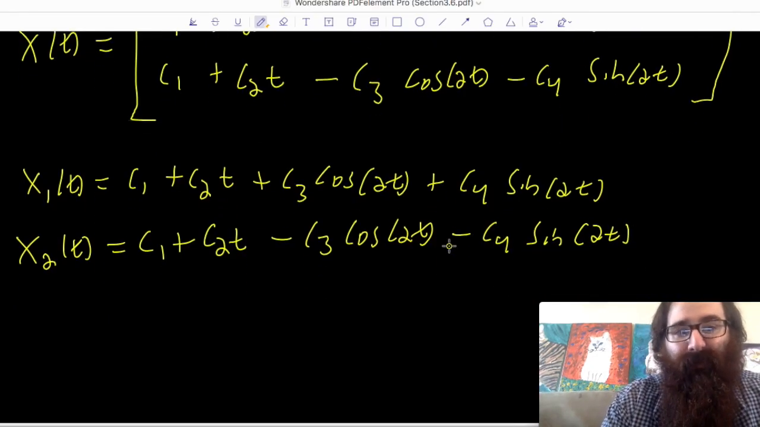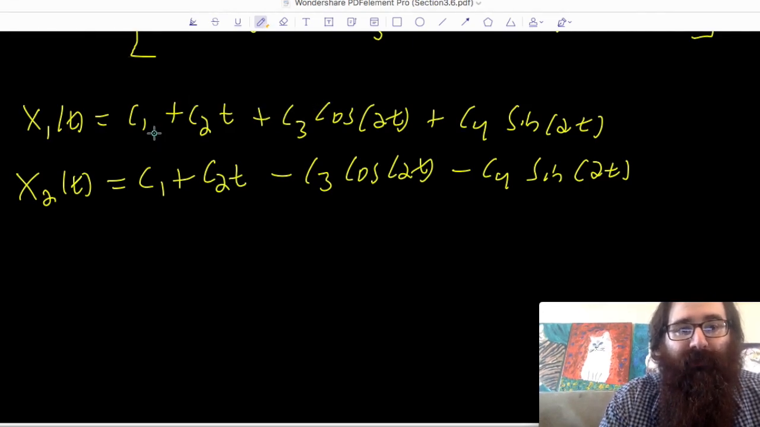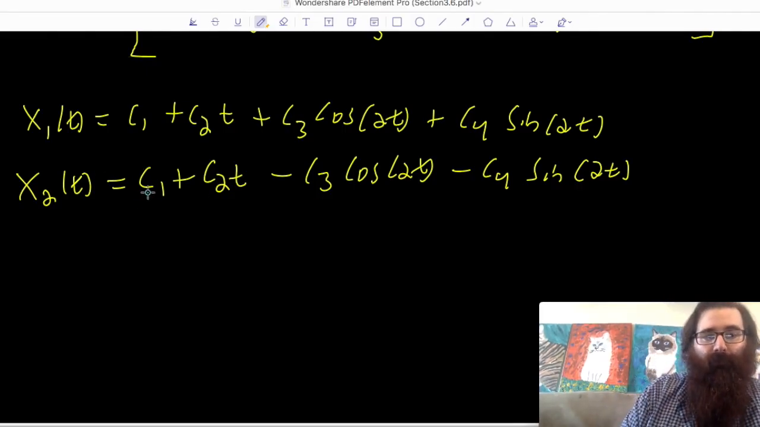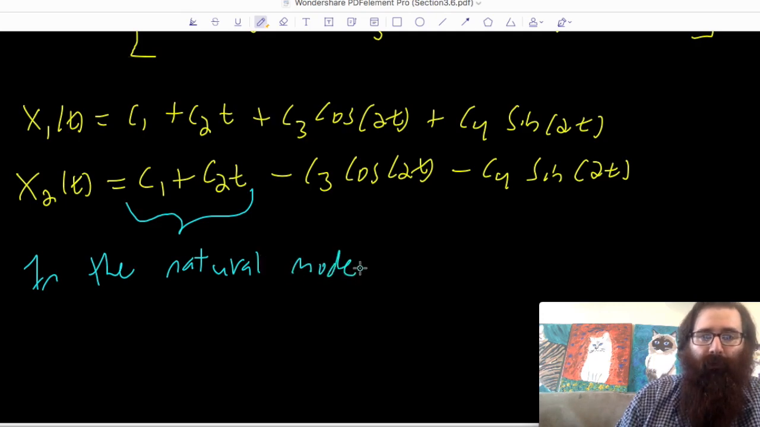Now we want to talk about these in terms of natural modes. And so what we do is we compare the solutions for x sub 1 and x sub 2 for the like parts. So first, let's take a look at the first two terms for each. The solutions are in fact identical. So we'd say, and this is referring to what's happening with the frequency associated, that in the natural mode, it's really referred to as a degenerate.